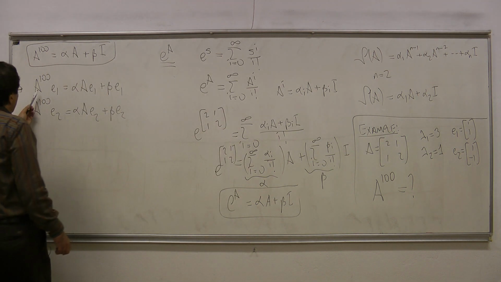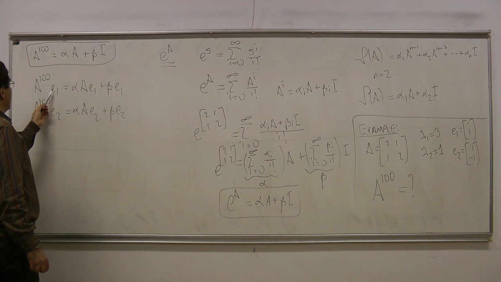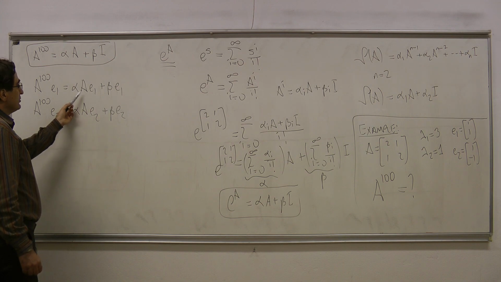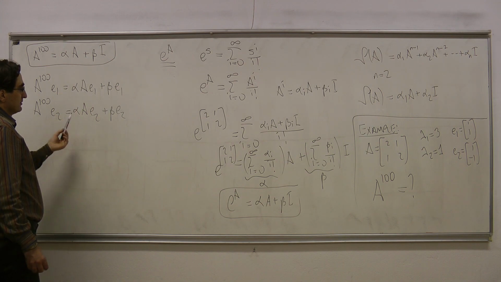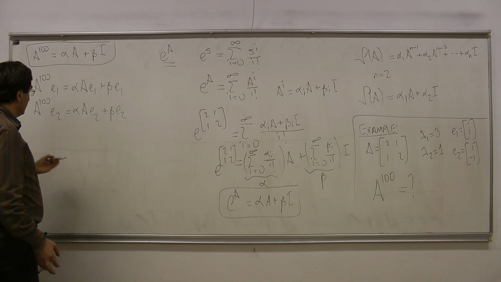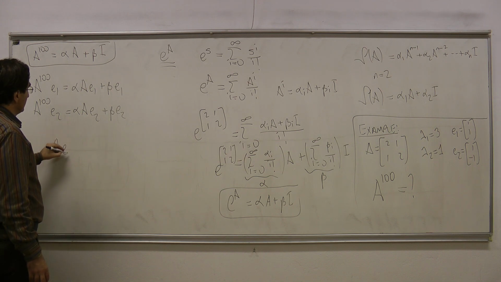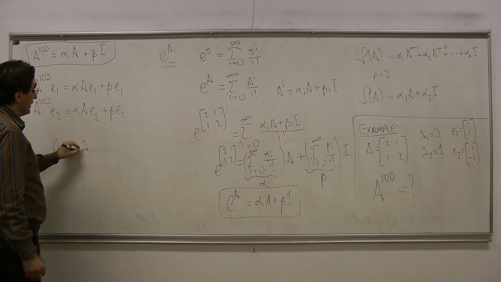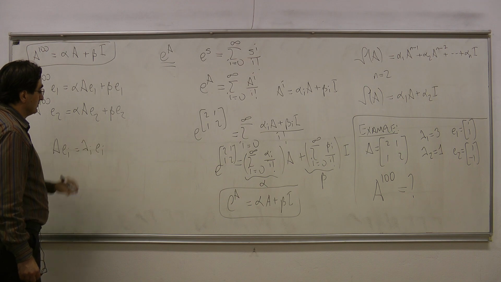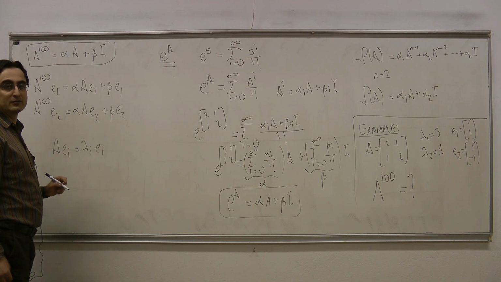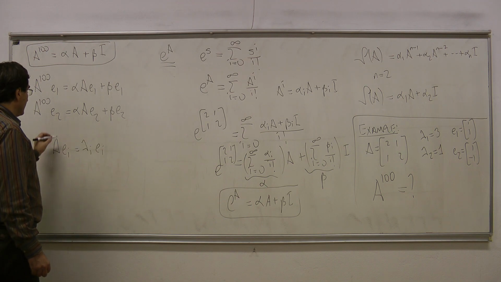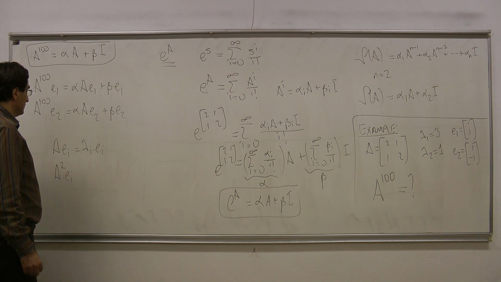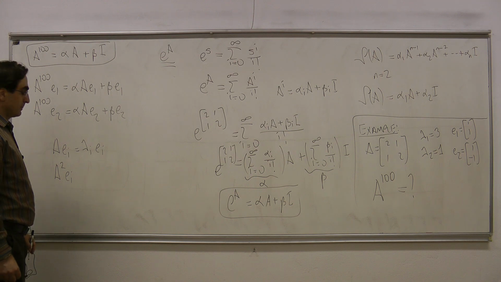So for that, I need to know what is A to the 100 times E1. I know what A times E1 is. It is lambda 1 times E1. Okay? So if I have an eigenvector Ei, then when I multiply it with the matrix A, I would get lambda i Ei. Okay? Because the eigenvector satisfies this equation. But what happens when I take the square?